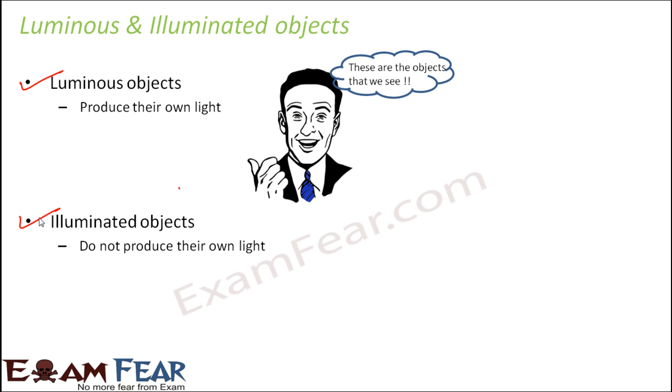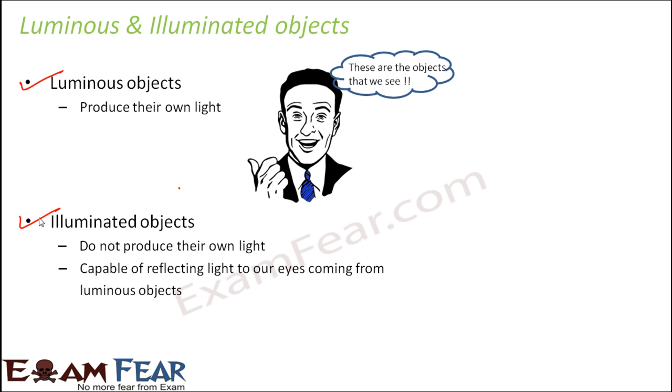The second category of objects are those which do not produce their own light. For example, the chairs, the tables, the books, pens, pencils, everything around you, they are all illuminated objects. They are lightened up by some other source. That source of light could be the tube light inside the room, or it could be sunlight, but there is some other source of light because of which those objects are illuminated, and that is why we are able to see them. So you see, all the objects will either fall in the luminous category or the illuminated category, and that is why we are able to see them all.